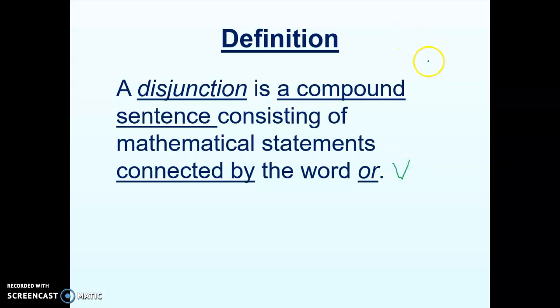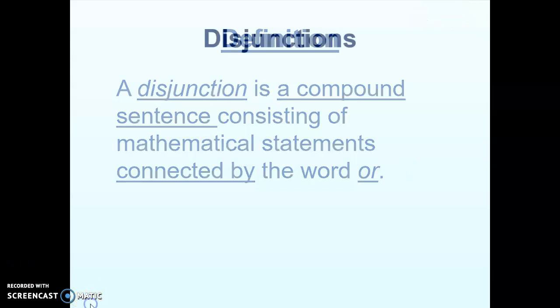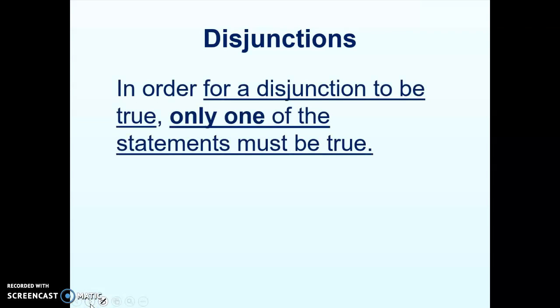This is going to be our symbol. Conjunctions had the symbol for and, which was this sign, and disjunctions have this sign for or. Now, looking at some English here, dis means not and junction means joined. And what this means is that disjunctions don't have to overlap. We're looking for any solution that will work for either one or the other. The solution doesn't have to work for both, like a conjunction. So any solutions that will work for one or the other are the solutions in a disjunction. So in order for a disjunction to be true, only one of the statements must be true.